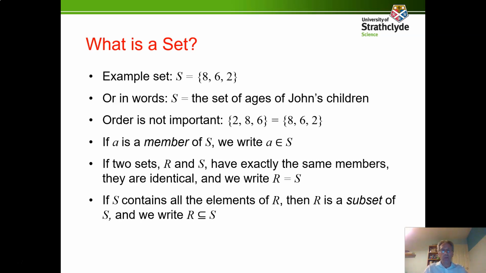If S contains all the elements of R, then R is a subset of S. And we write R, and then we use this symbol here to mean is a subset of. If it's a strict subset, in other words, if R is a smaller set than S, then we don't put the bar underneath. But if it can be equal to, then we put this bar underneath. So this is a sort of less than or equal to symbol, but for sets.